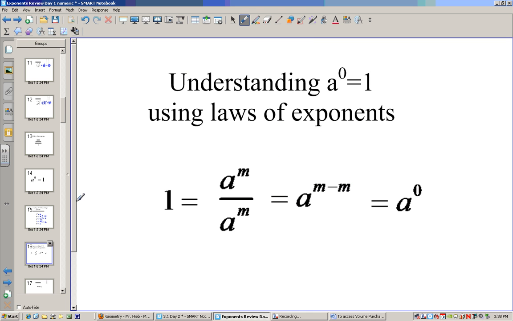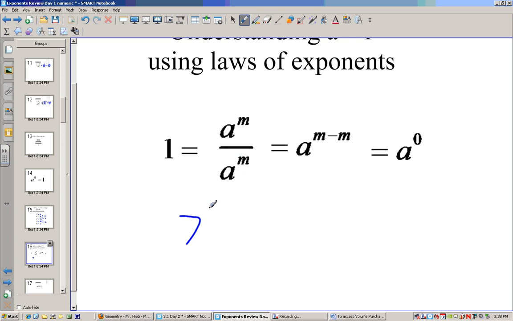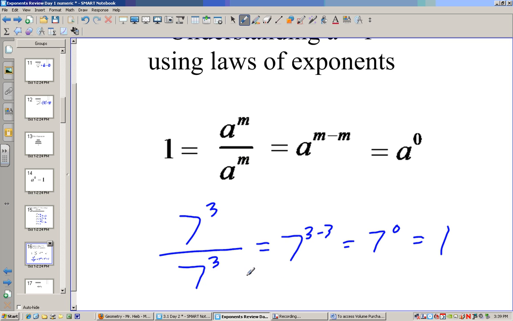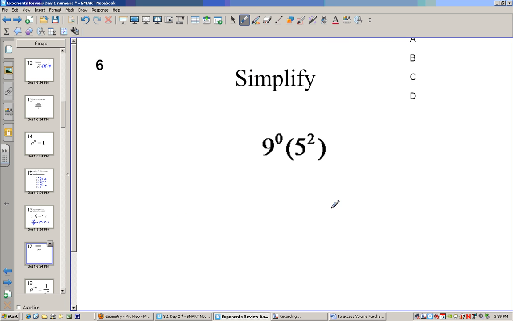Also, if you think about it as 7 to the 3rd divided by 7 to the 3rd power, this is the same as 7 to the 3 minus 3, which is 7 to the 0. So any number over the same number is just going to be 1. That's another way to think about why anything to the 0 power is 1. All right, so if we simplify this, 9 to the 0 is 1. 5 squared is 25, so our answer is 25.